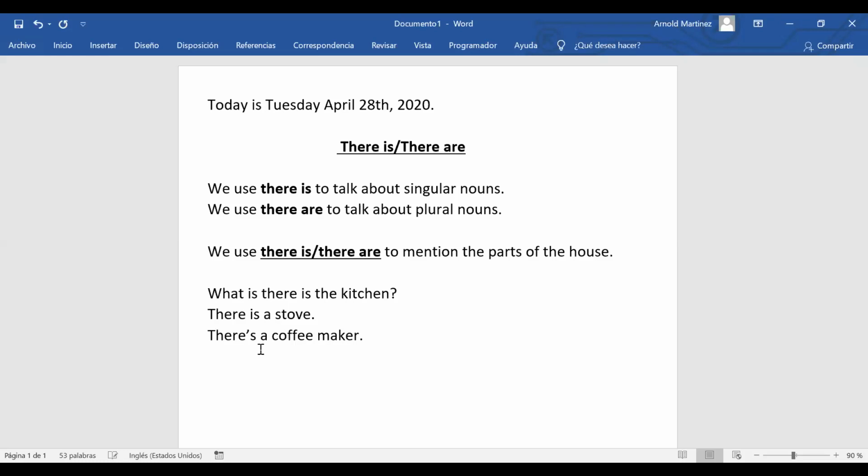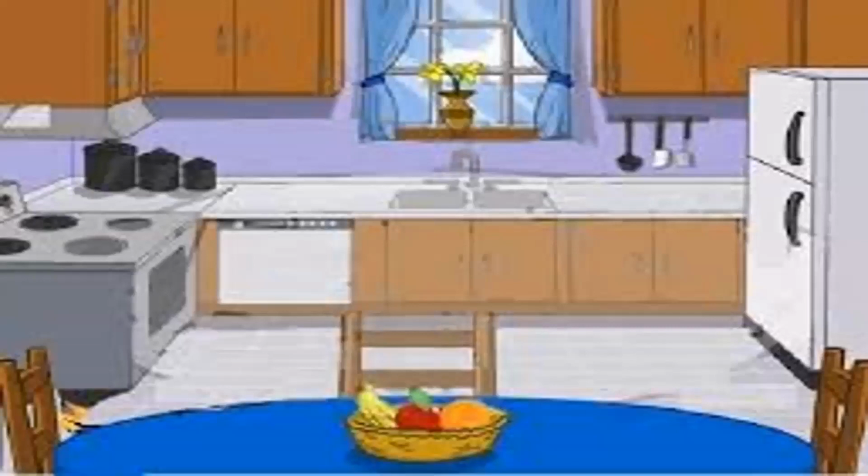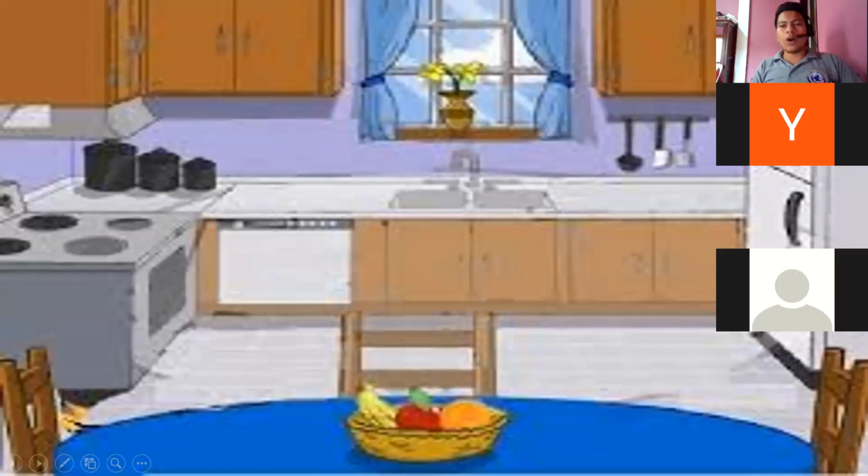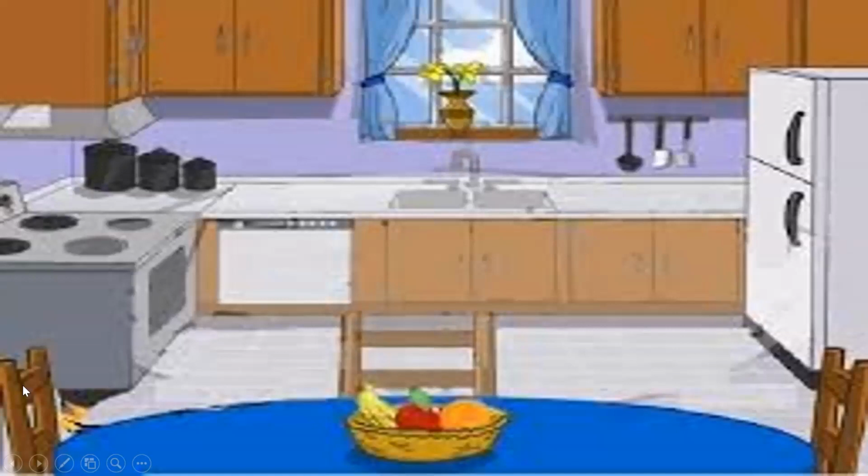Let's go back for you to see another one. Tell me a plural object in here. A plural object. Cooking utensils. But let's focus on something more simple. Look at this. How many chairs do we have here? How many chairs?